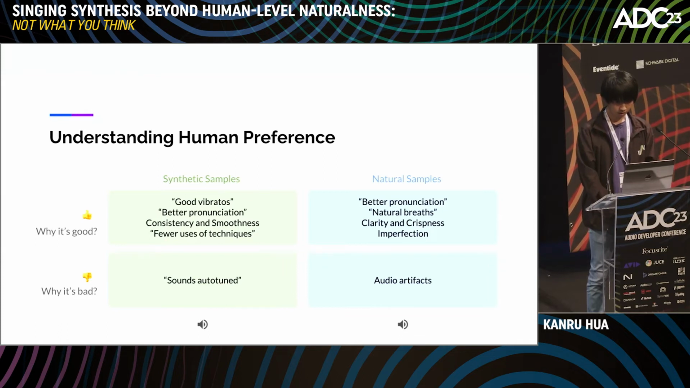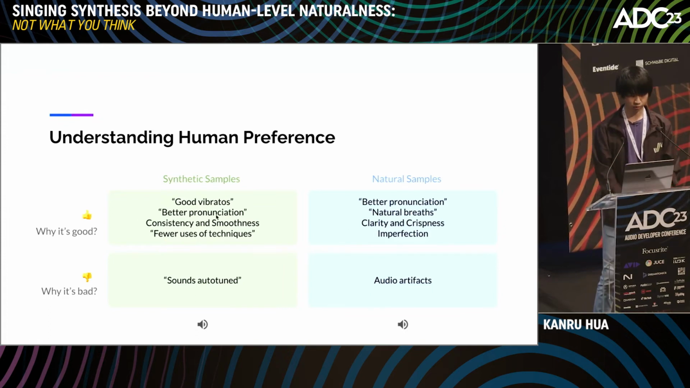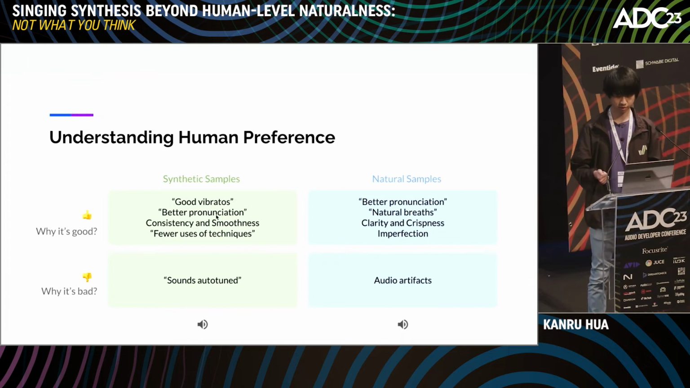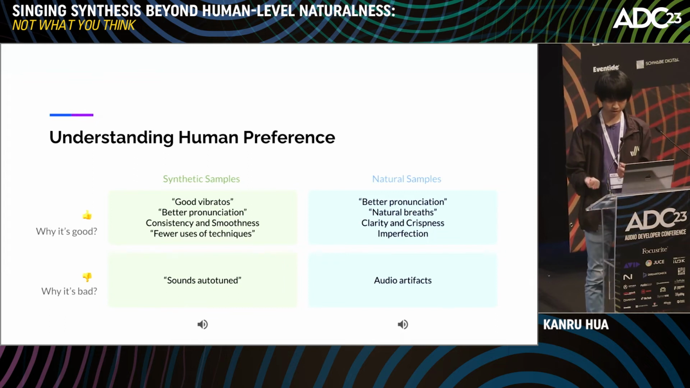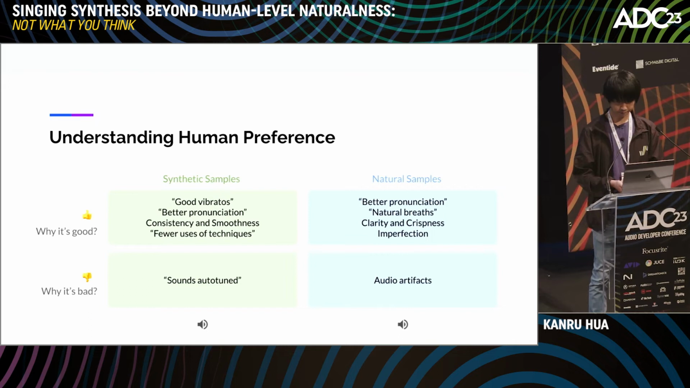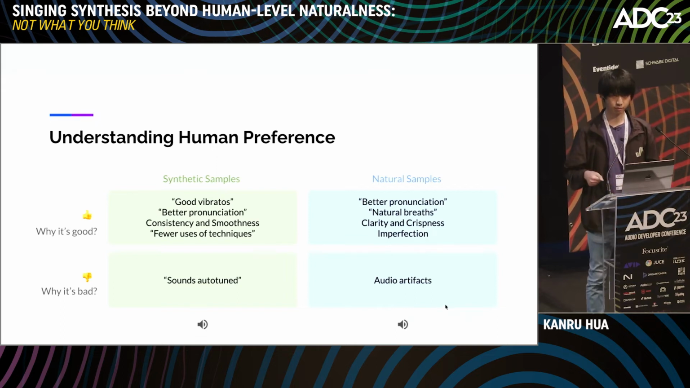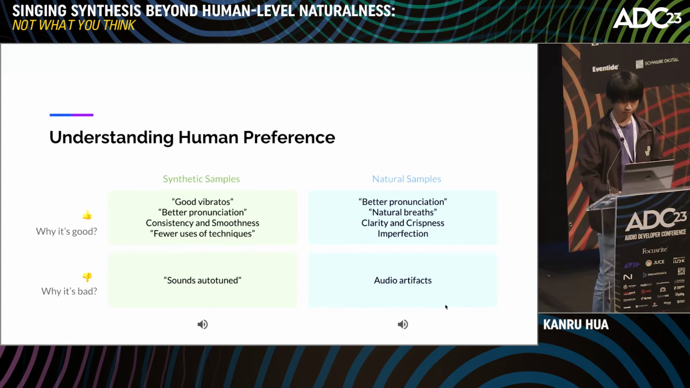So if we first look at the differences people have mentioned, they said the synthetic sample is more consistent and smooth, but the natural sample is clear and crispy. There are other aspects, like if you listen closely, in the first half of the natural sample, there's a bit of cracking in the voice, which some people describe as bad because these are audio artifacts. And some other people think it's good because it's imperfection. That's what makes it natural.